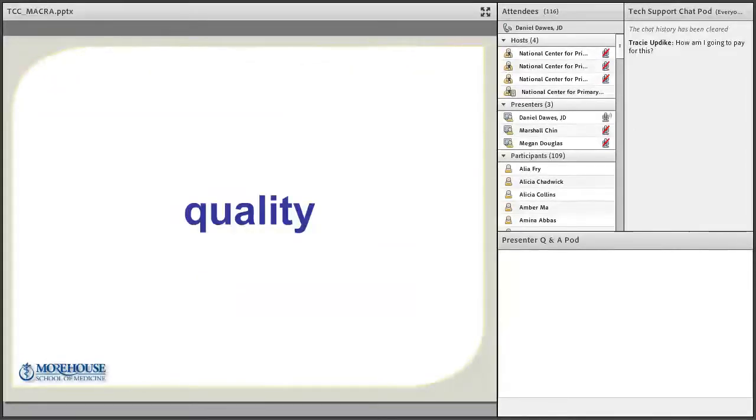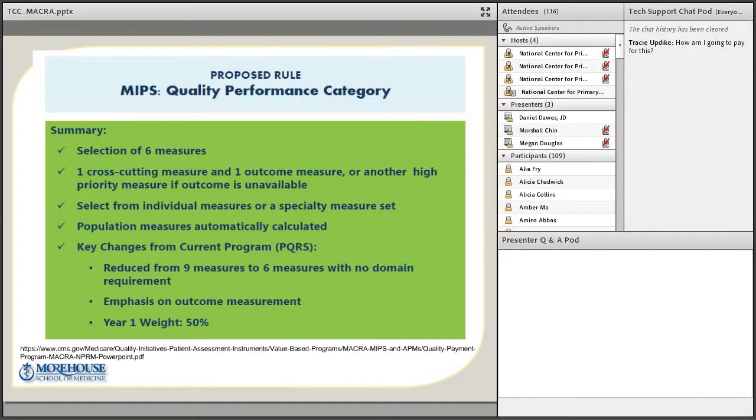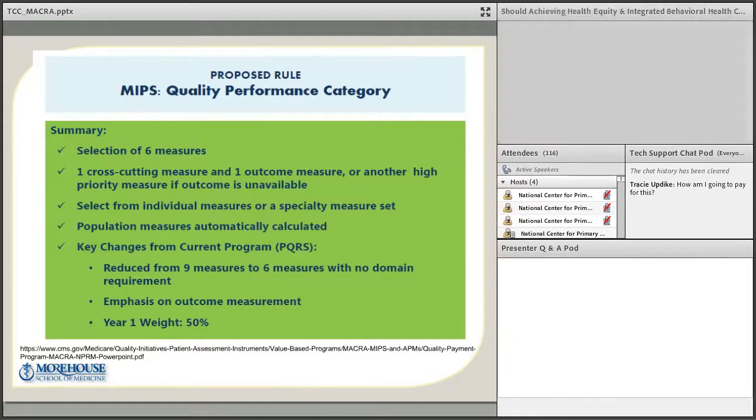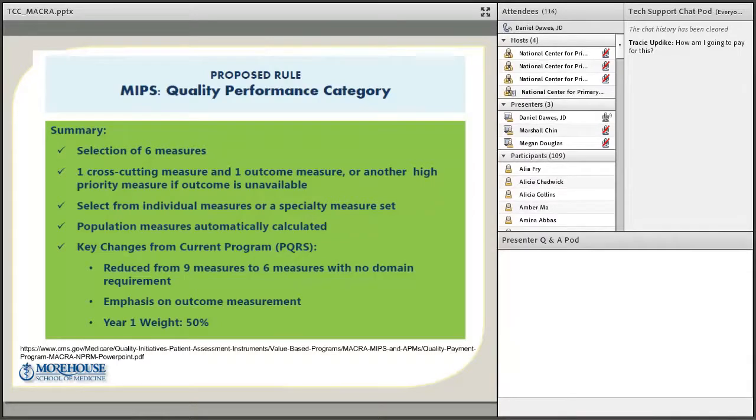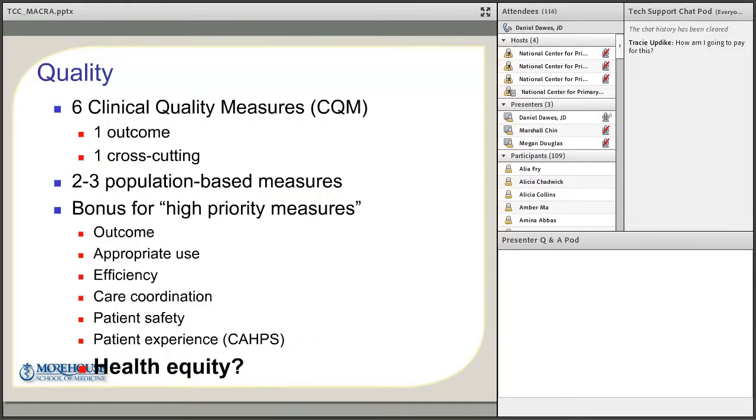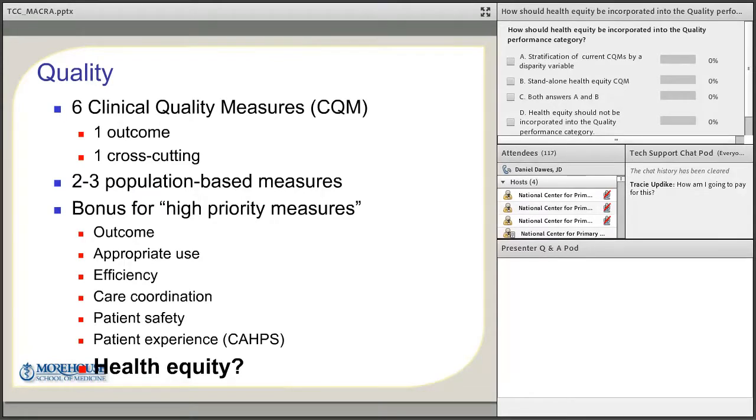So let's move on to the category that is being scored the highest, 50%. Under this category, clinicians will have the opportunity to select 6 measures. And of course, here they will have to select either one outcome measure or another high priority measure. So these 6 clinical measures include one outcome, one cross-cutting, and then 2 to 3 population-based measures. And then they'll give a bonus for high priority measures. So those are outcome, appropriate use, efficiency, care coordination, patient safety, and patient experience. Should they also have to include a high priority measure under quality for health equity? We'd love to hear your comments. And if so, what should that look like?